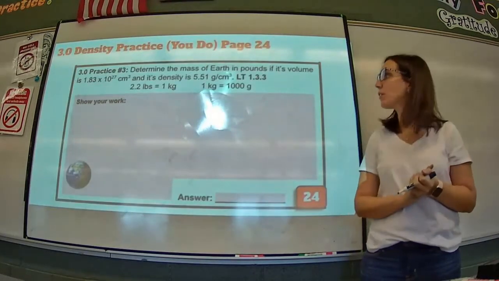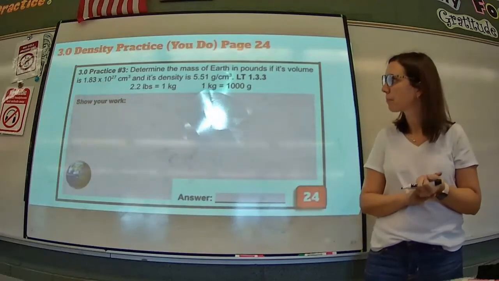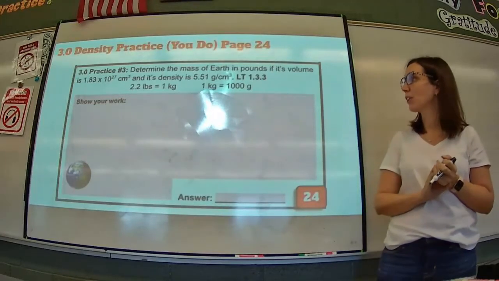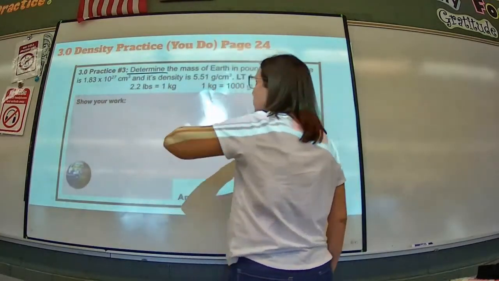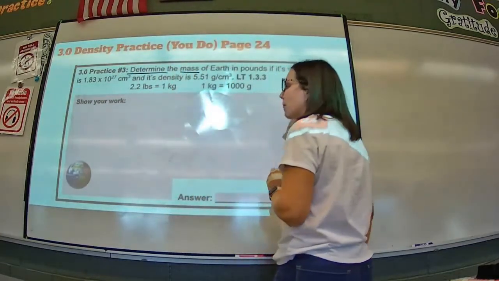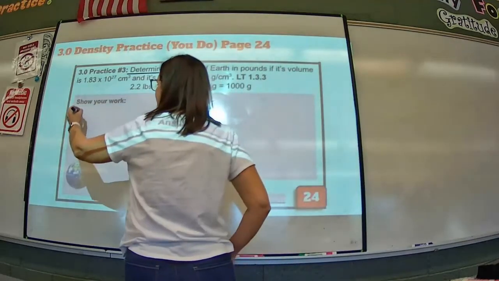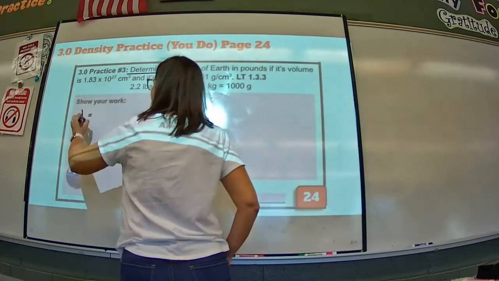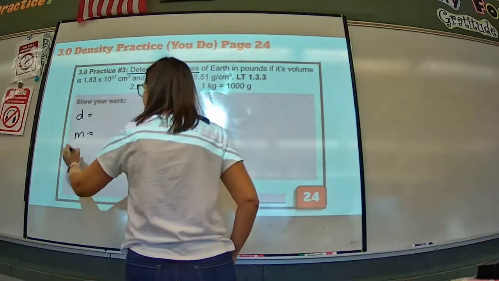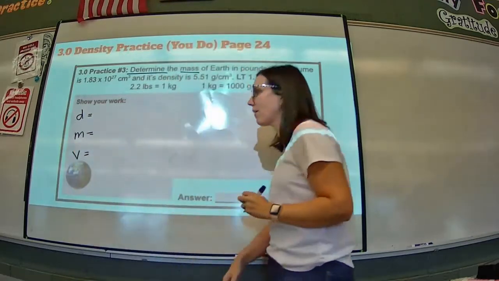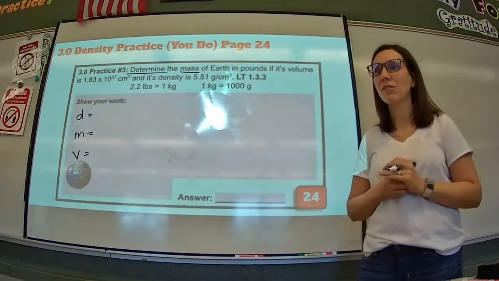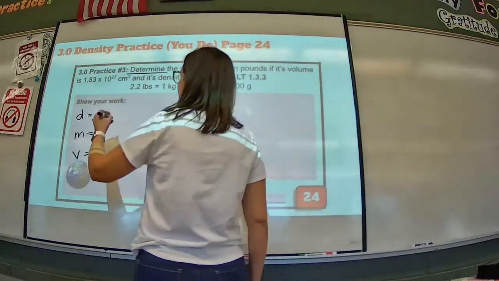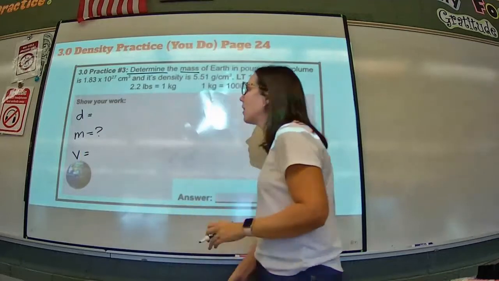Alright, so we're going to do our last problem. It says determine the mass of Earth. So our context clue, our question mark word, determine, is referring to our mass. So we're going to start just like we always have with our D equals, our M equals, and our V equals. So we have those three things. And right off the bat, it tells us that we're going to determine the mass. So determine means to find, right? So we're trying to find the mass of Earth.